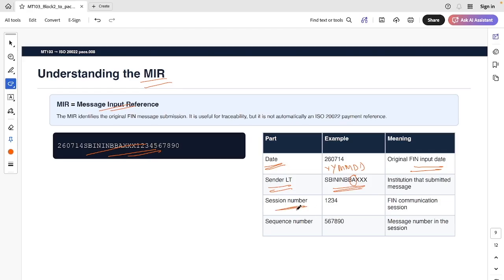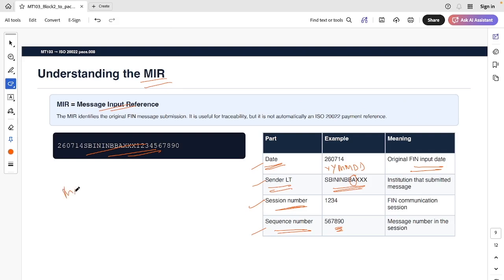The next four digits represent the session number, and it's a part of technical communication between the institution's Swift interface and the Swift network. The final six digits are the sequence number, and this identifies the message's position within that FIN session. Together, the date, the LT address, the session number, and sequence number make the MIR unique for the original FIN submission. MIR is extremely useful for message investigation.